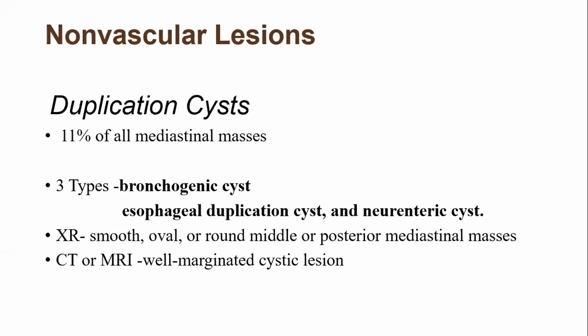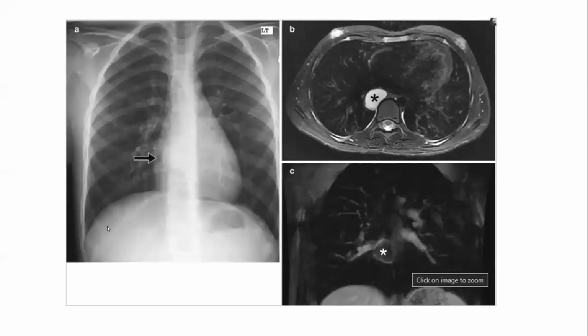But chest X-ray is not enough, because the differential diagnosis, if you see a rounded opacity, is always a tumor. So you have to do a CT or MRI. As you can see, there's a posterior mediastinal mass. You can see the subtle change. But if you do MRI, you can see the cyst nicely.